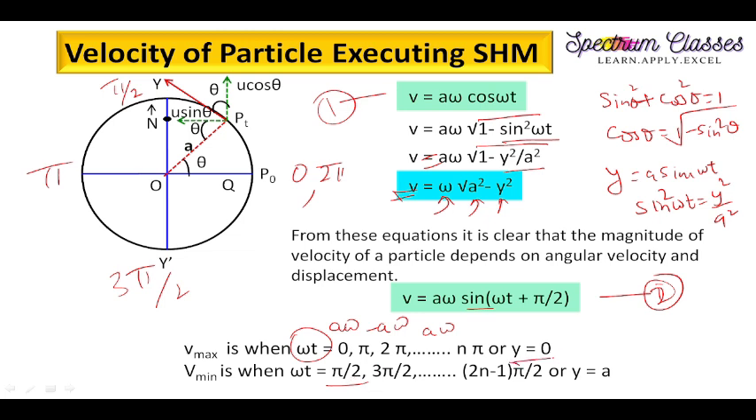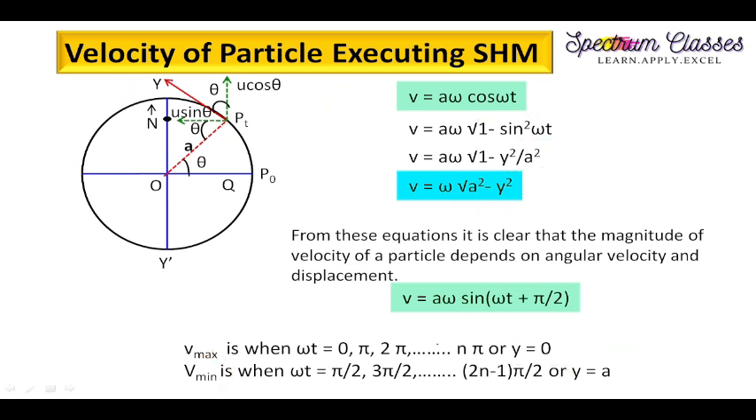And at these values, as I told you in my previous video, y is equal to 0 at 0, pi and 2 pi, but y is maximum at pi by 2 and 3 pi by 2. So here it is just a reverse. Our velocity is maximum when our displacement is 0, and velocity is minimum when our displacement is maximum. This is a very important point, and we can also write these points as n pi and 2n minus 1 times pi by 2.